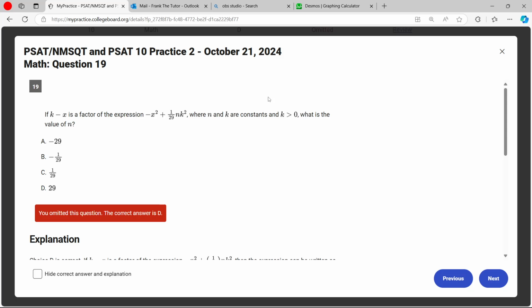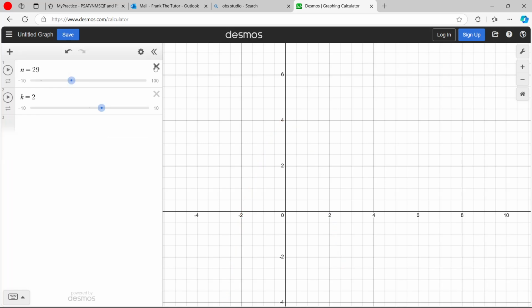It says if k minus x is a factor of the expression negative x squared plus 1 over 29 nk squared, where n and k are constants and k is greater than 0, what is the value of n? Well, first of all, I'll just write this here on Desmos. I've already graphed it, but I'm just going to start from scratch.